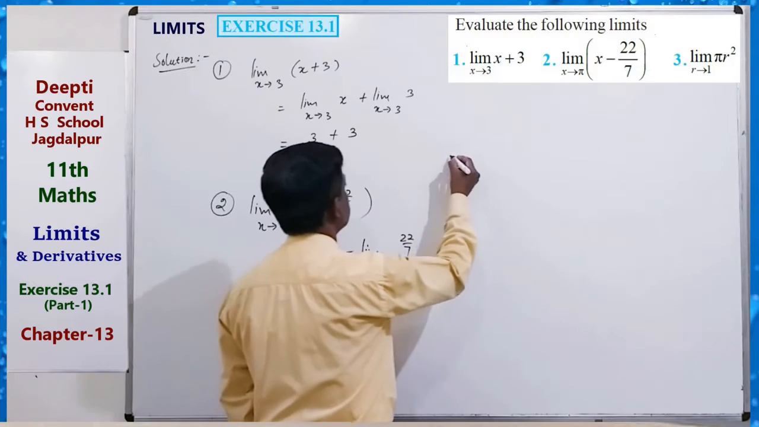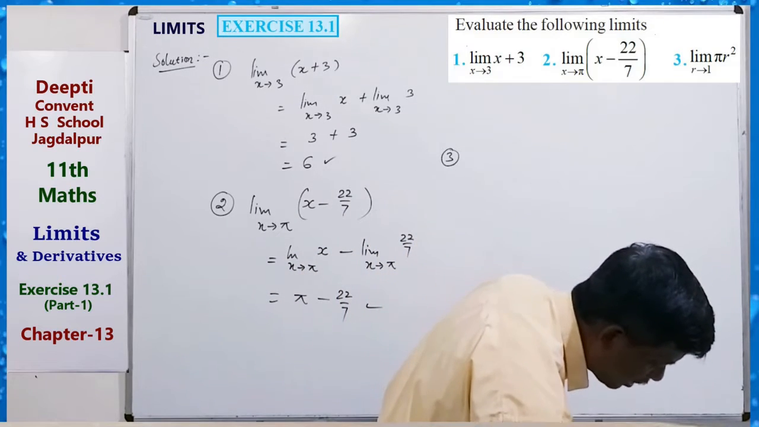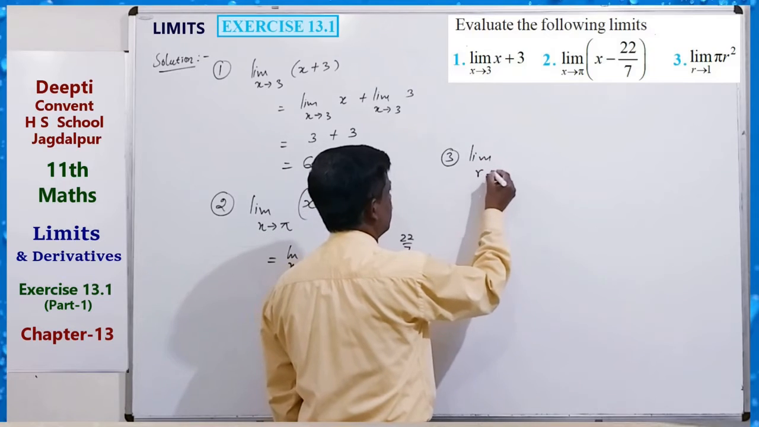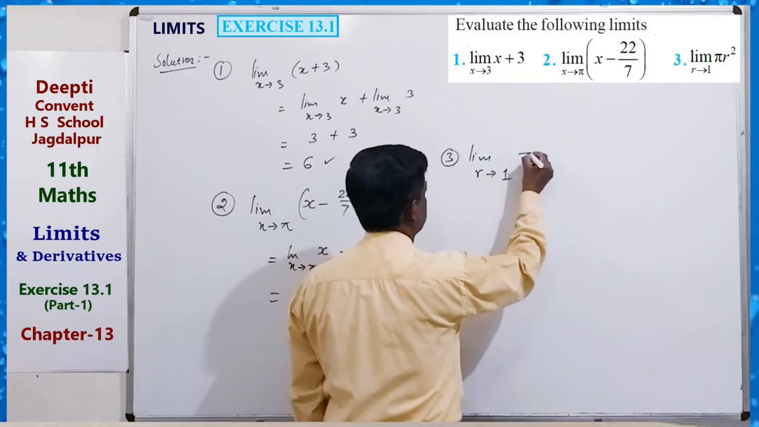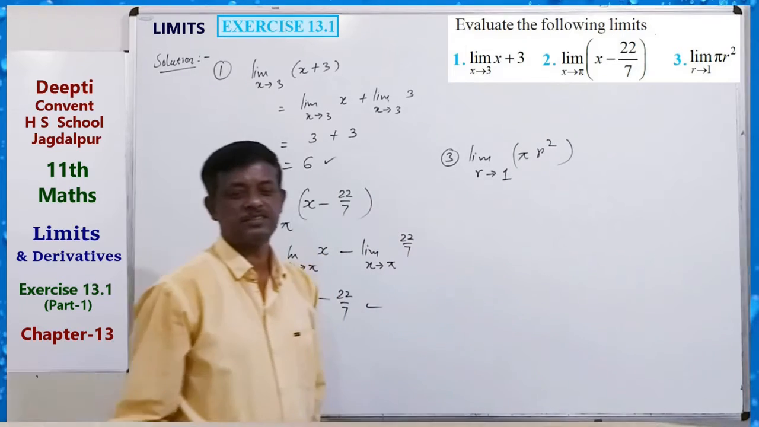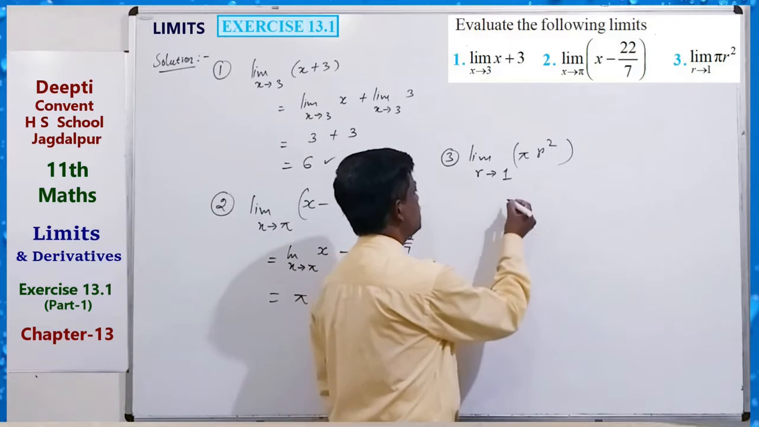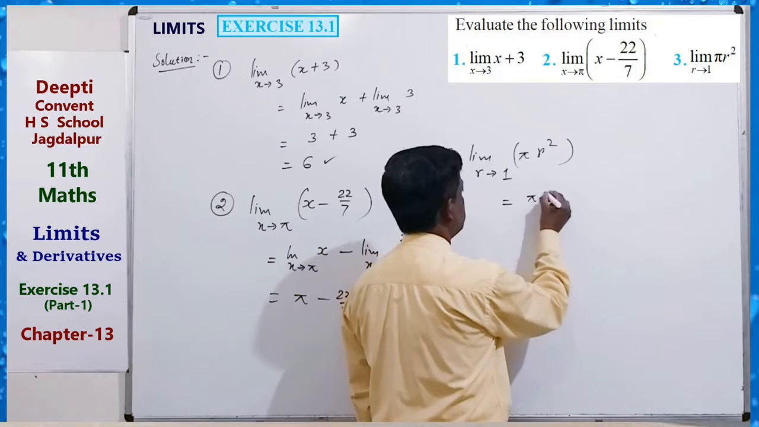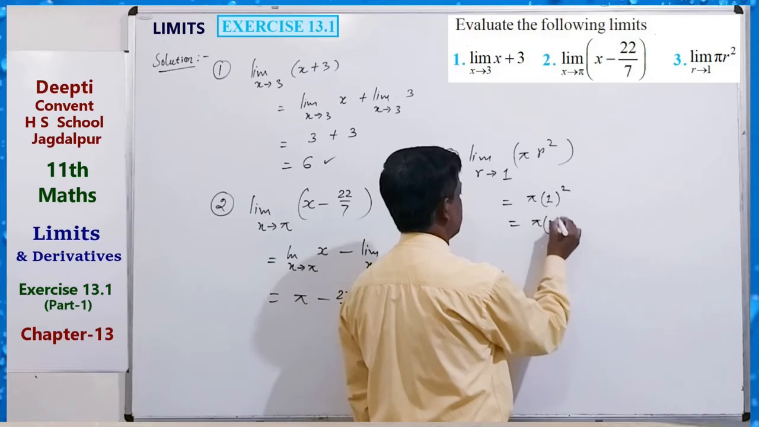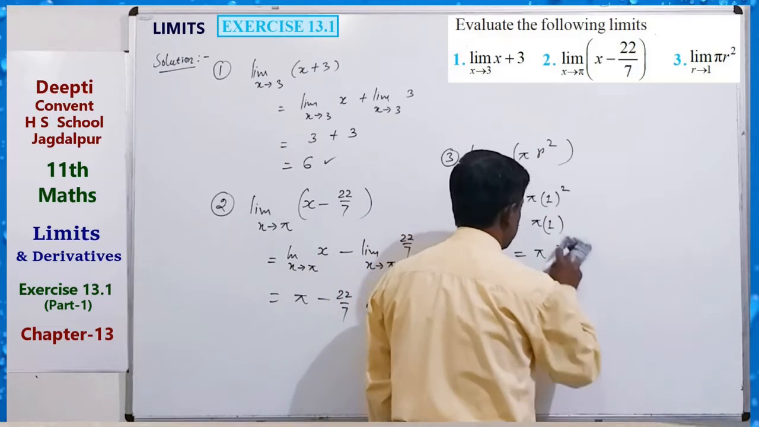Similarly, question third is limit r tending to 1 of pi r square. This is the function. After putting r equals to 1, we can get the value. This is equals to pi into 1 square, so pi into 1, that is pi. Pi is the limit.